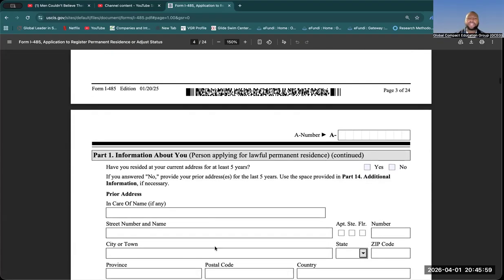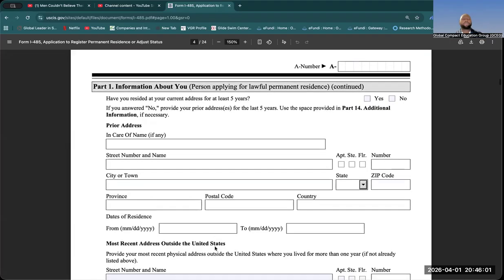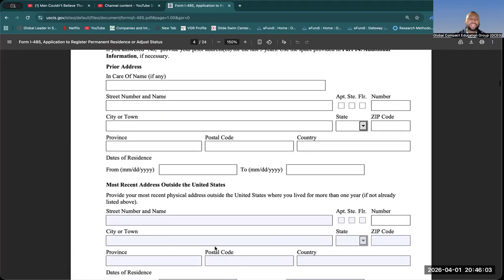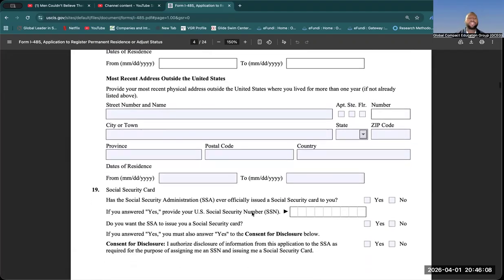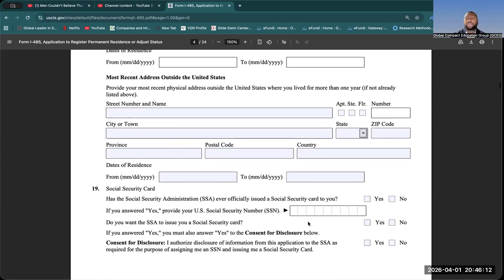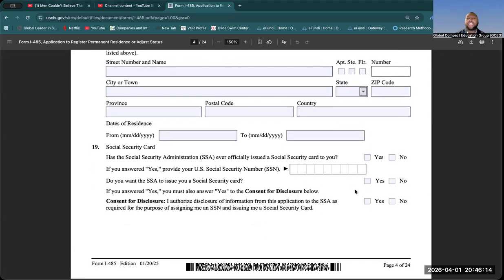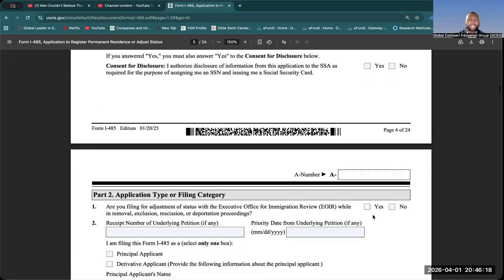Then prior addresses, you complete them. Most recent address outside the United States where you were staying before you came here. Social Security card, if you have been issued, you put your SSN and answer these direct questions there.